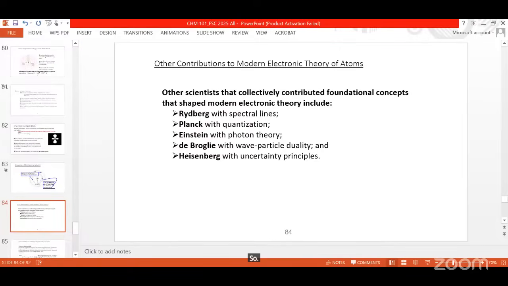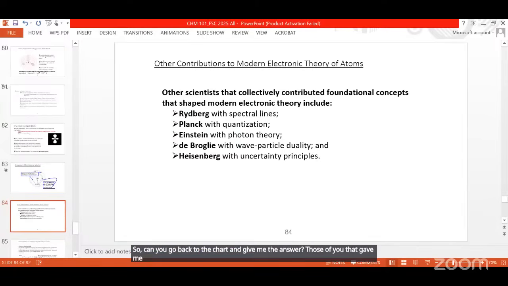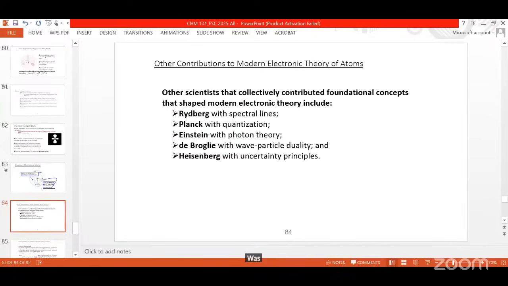So can you go back to the chart and give me the answer? Those of you that gave me a wrong answer. Was it mostly empty space? Was it a plum of negative material with positive charges embedded? Or was it a plum of positive material with negative electrons embedded? Which one?